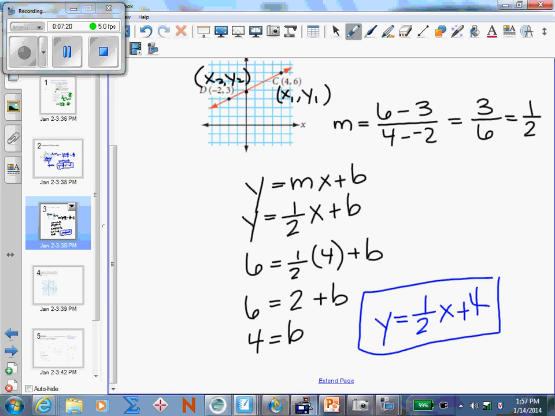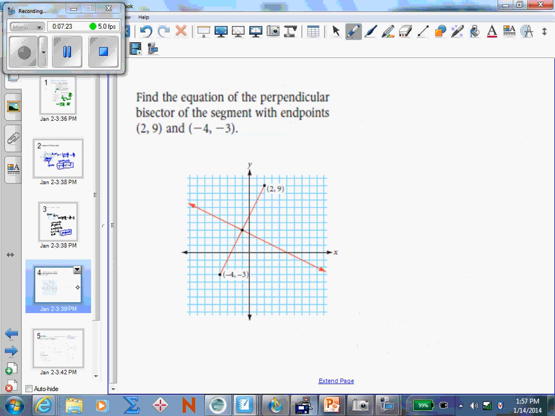The last example I'm going to show you is a little bit more complicated. We want to find the equation of the perpendicular bisector of the segment with endpoints (2, 9) and (-4, -3). But we want to find the equation of this line here. It is the perpendicular bisector. Because we know it's the perpendicular bisector, we know that we have 90 degrees here, and we also know it's dividing this segment into 2 equal parts.